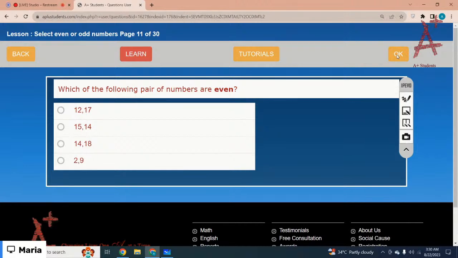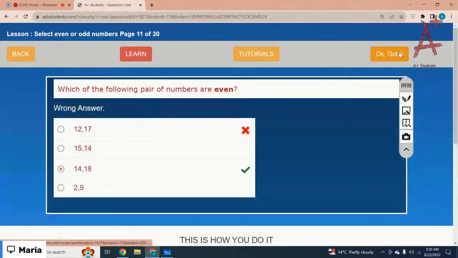Option number 1 is the correct option, right? 12 and 17, they both are even. Oh, you have to select the pair of even numbers. Sorry, 12 and 7 are the pair of odd numbers. Sorry. That would be 12, 14 and 18. The correct option is the third one, 14 and 18. Okay, got it.